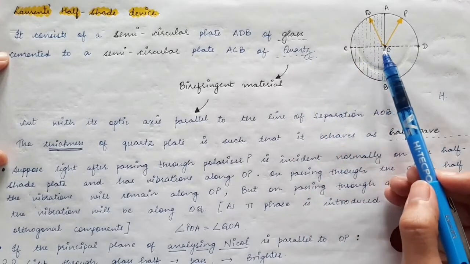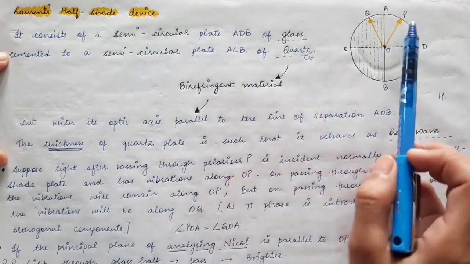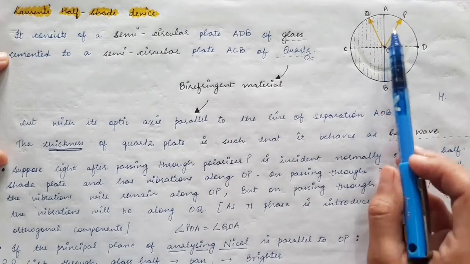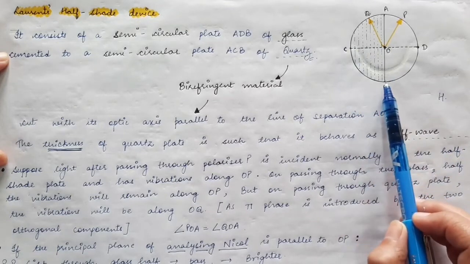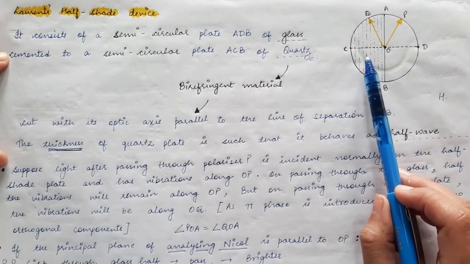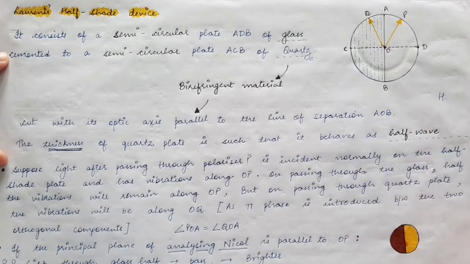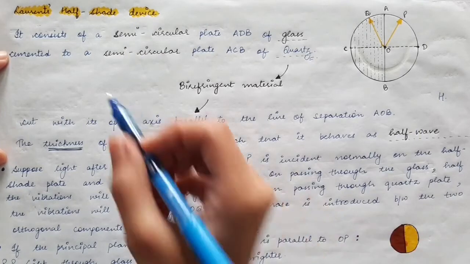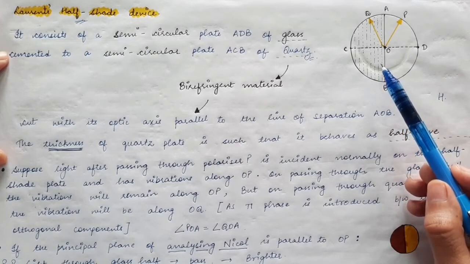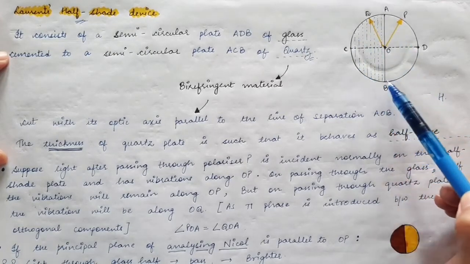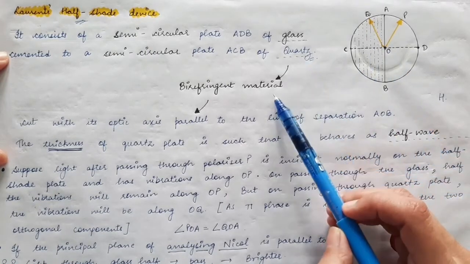So this half shade device is actually a circular plate, but this semicircular plate ADB is made up of glass, and we cement the other half, which is made up of quartz. So we cement the quartz plate and the glass plate together in this manner. So this is called the Lorentz half shade device, and keep in mind that in this case the thickness of the plate is decided in such a manner that this quartz plate acts as a half wave plate. So we know that quartz is a birefringent material.